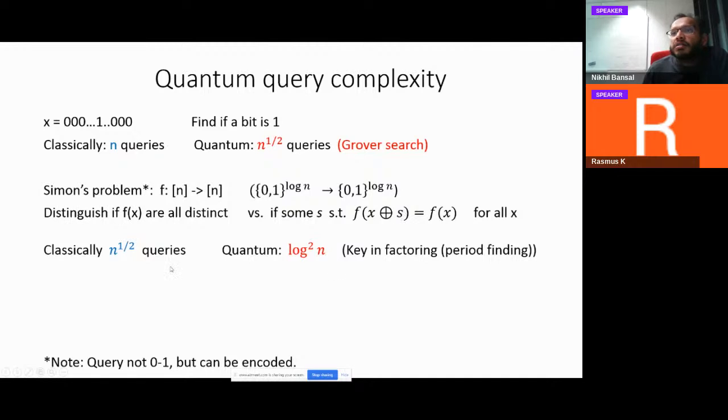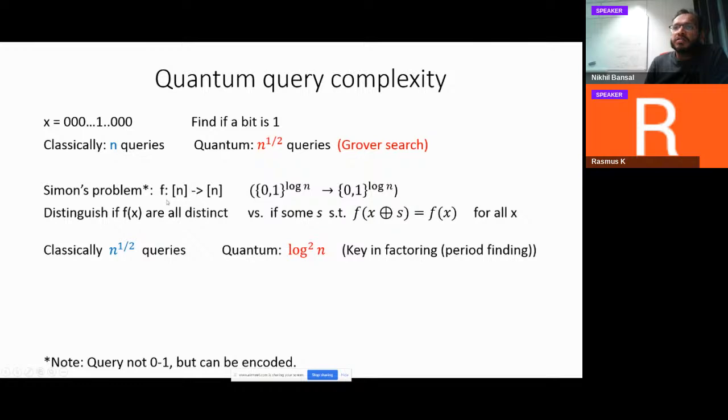Okay. So again, the way you can classically solve this problem is by randomly asking queries, and then you hope to hit a collision in about root n steps, by the birthday paradox. But it turns out that in the quantum world, you can do this with log squared n queries, so you get an exponential improvement. And these kinds of things are the key to factoring. And more generally, there is something called period finding, which you can also do in log squared n queries.